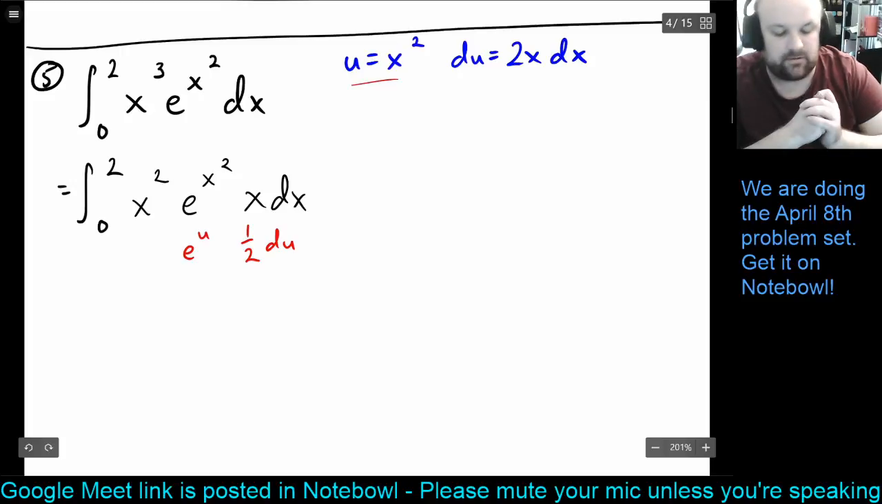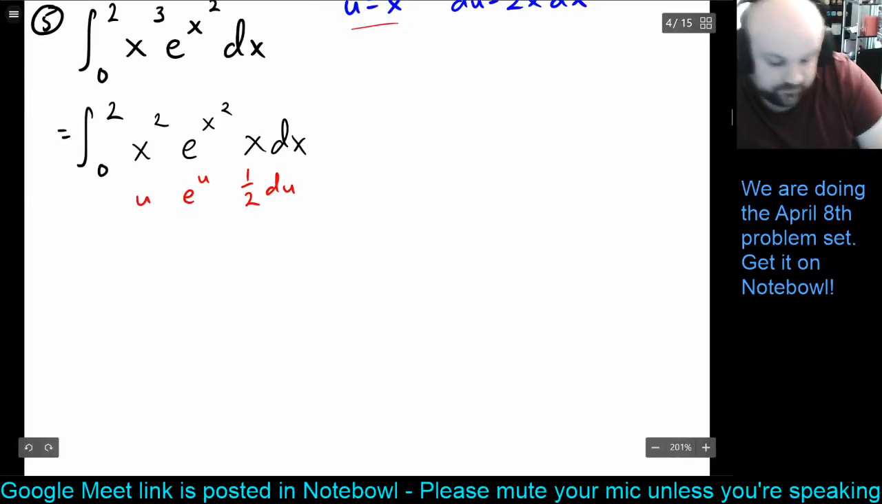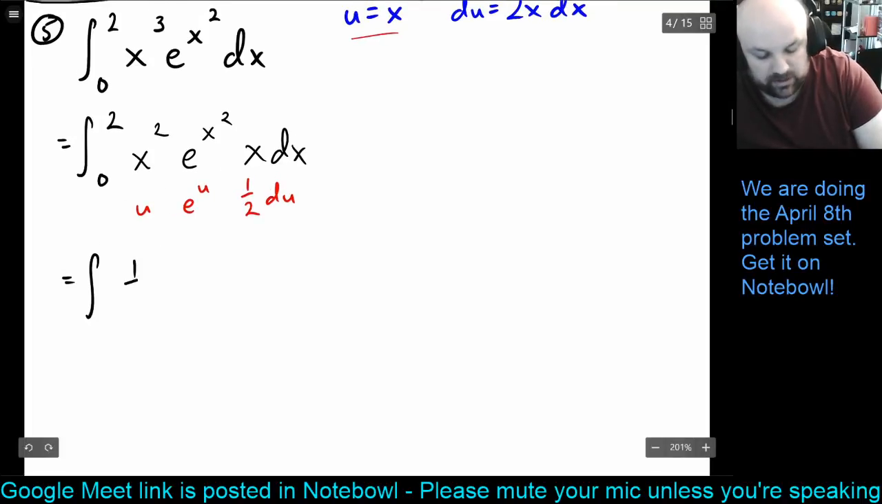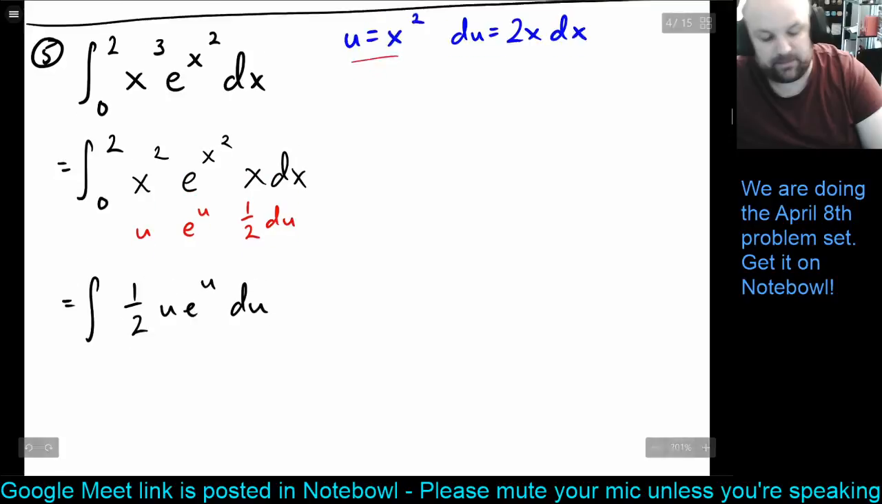We have an x squared right here. This is just a u. So, no big deal. This right here is what it's going to turn into: 1/2 u e to the u du. All right, so now we have to change our bounds.